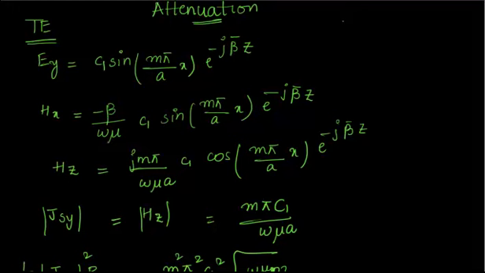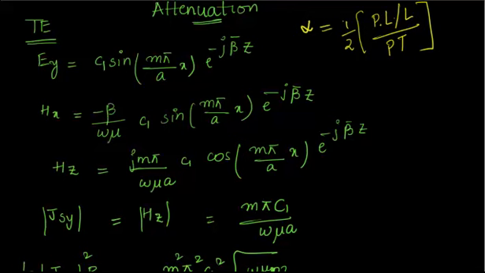In this lecture, we are going to discuss attenuation. Attenuation, we have already derived, is half of the power lost per unit length divided by the power transmitted. Now, our basic aim is to determine the power lost per unit length and the power transmitted for each case: TE, TEM and TM.